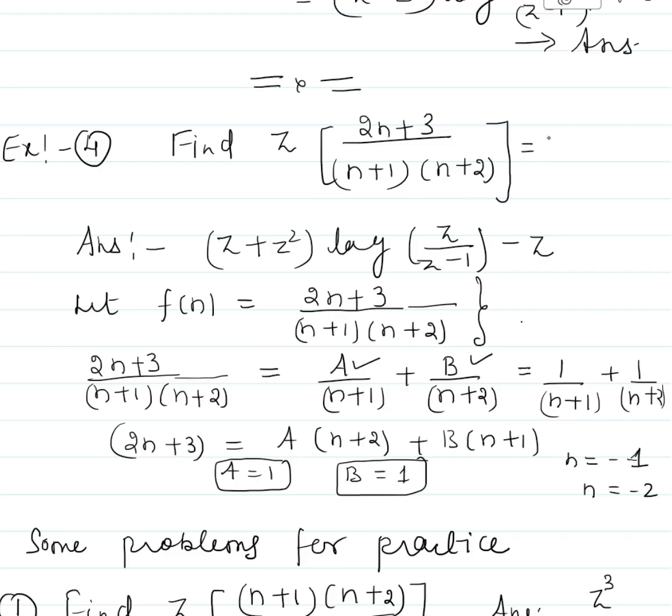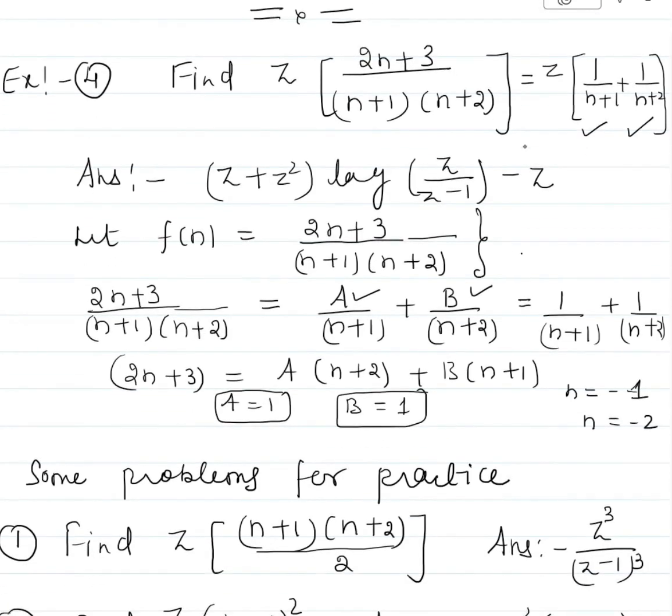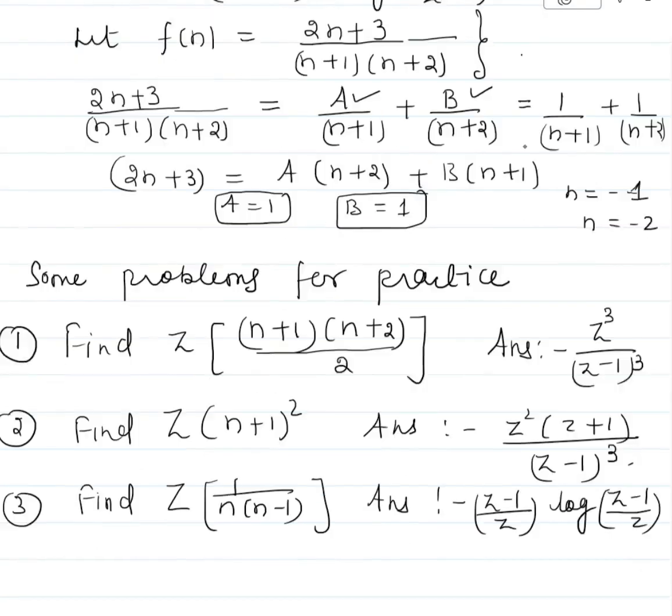So what we can do is write the z transform of 1 upon n plus 1. Instead of this complete function, we can write the z transform of these parts only. We already have both formulas in the previous results. So we can write the z transform of this from the previous result, and of this also from the previous result. In this way we can find the z transform of this particular question. So just complete this question and try to write the final solution yourself.